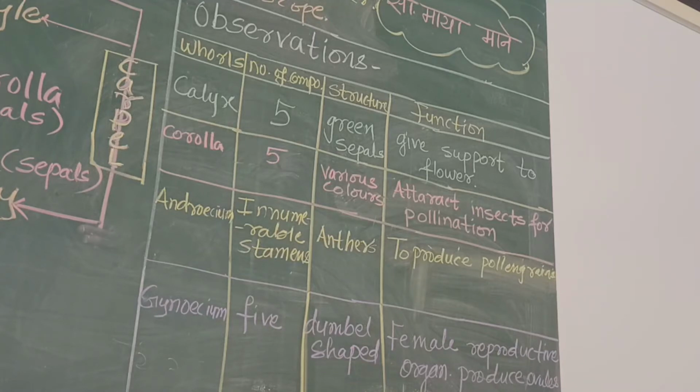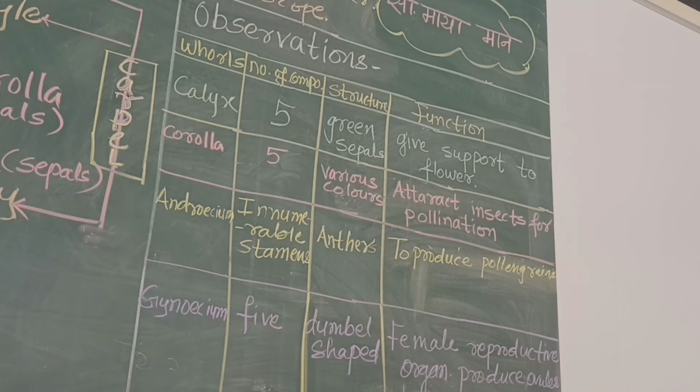Now we have to complete the observation table. First of all, we study the various parts of the flower by dissecting the flower of hibiscus. After that, we draw a diagram. Then diagrammatically we see the parts of the flower as well as function of the flower. And lastly, the observations that we have to write in your record book. That's why please see the blackboard and complete the observation table.